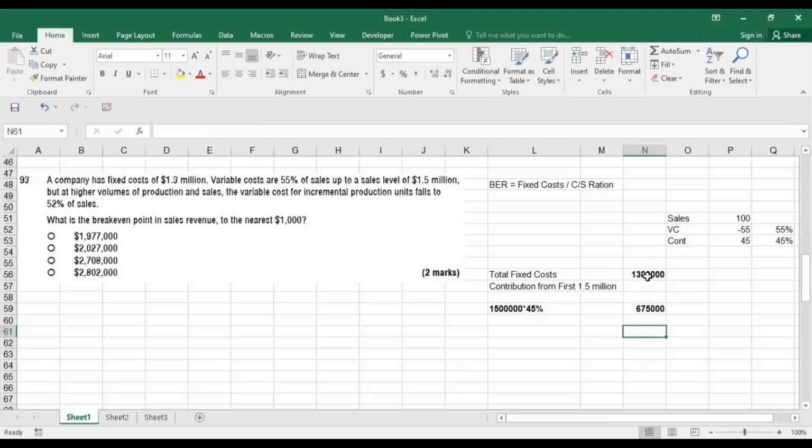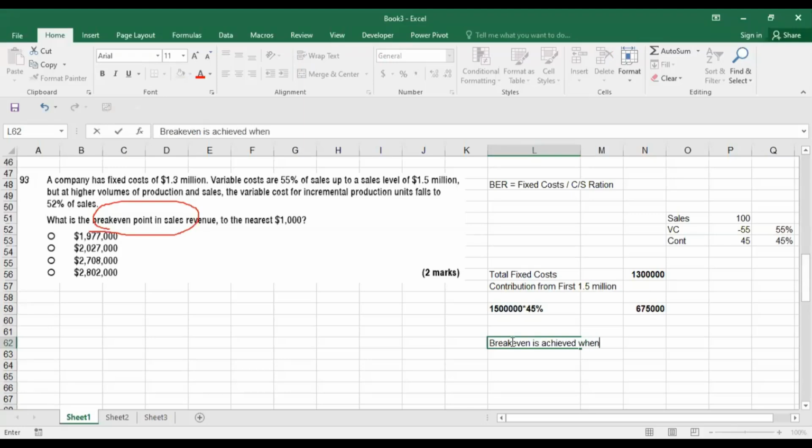I'm saying that total fixed cost is 1.3 million, and they asked me for the break even point in sales revenue. So break even point means when I recover all of my fixed cost. What is break even point? If you remember from the lesson, break even point is achieved when your contribution becomes equal to your fixed cost. Right? We did this last time.